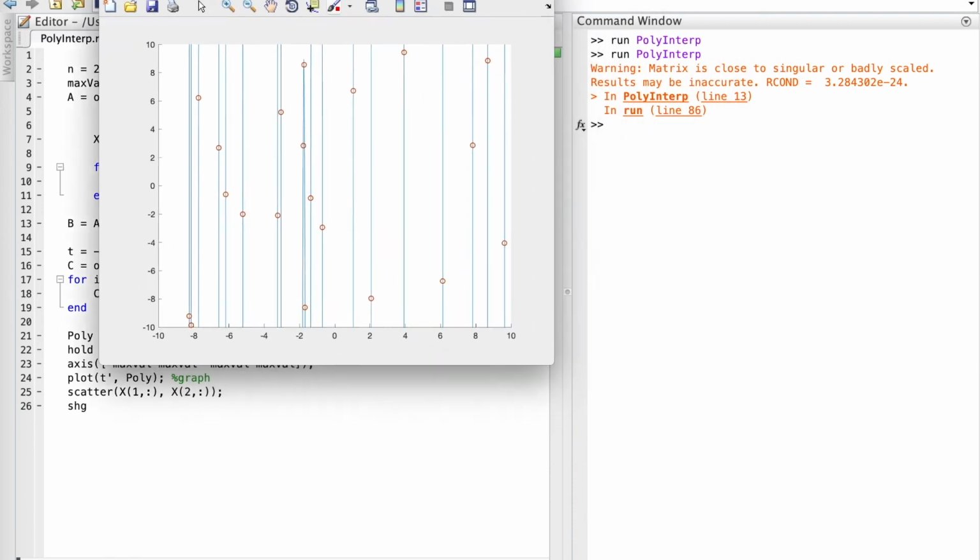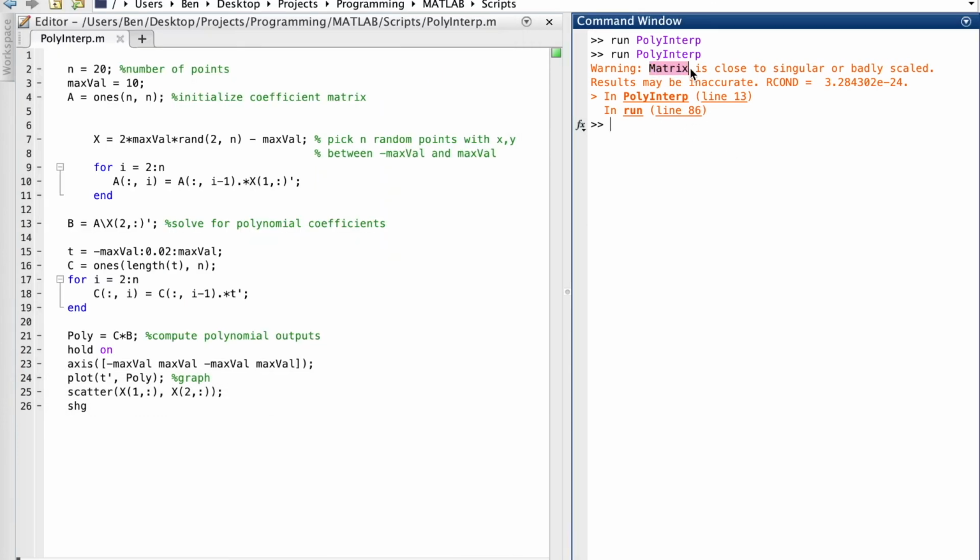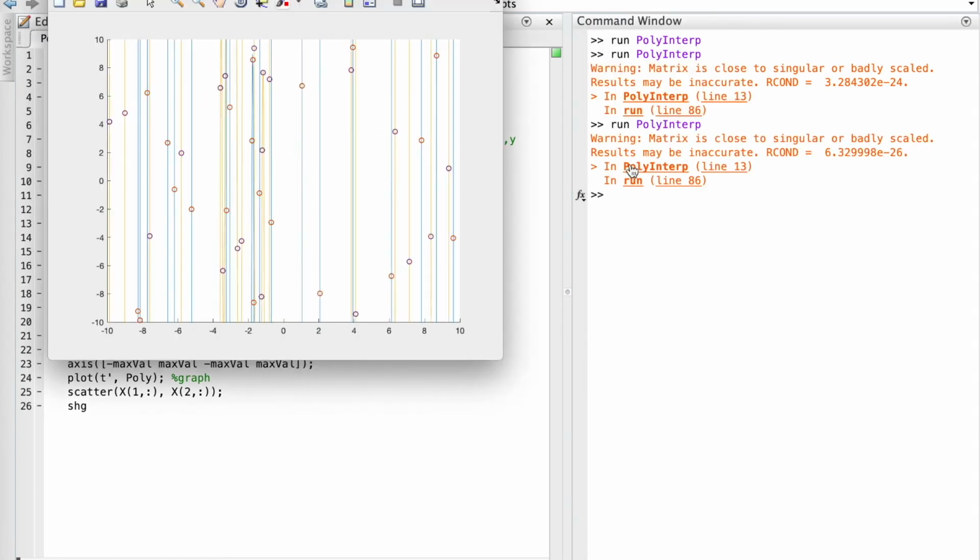However, MATLAB has given us a warning this time. It says matrix is close to singular or badly scaled. Results may be inaccurate. Is this just a coincidence? Let's try it again. No, this is not a coincidence, as we see a second graph here and the same warning.